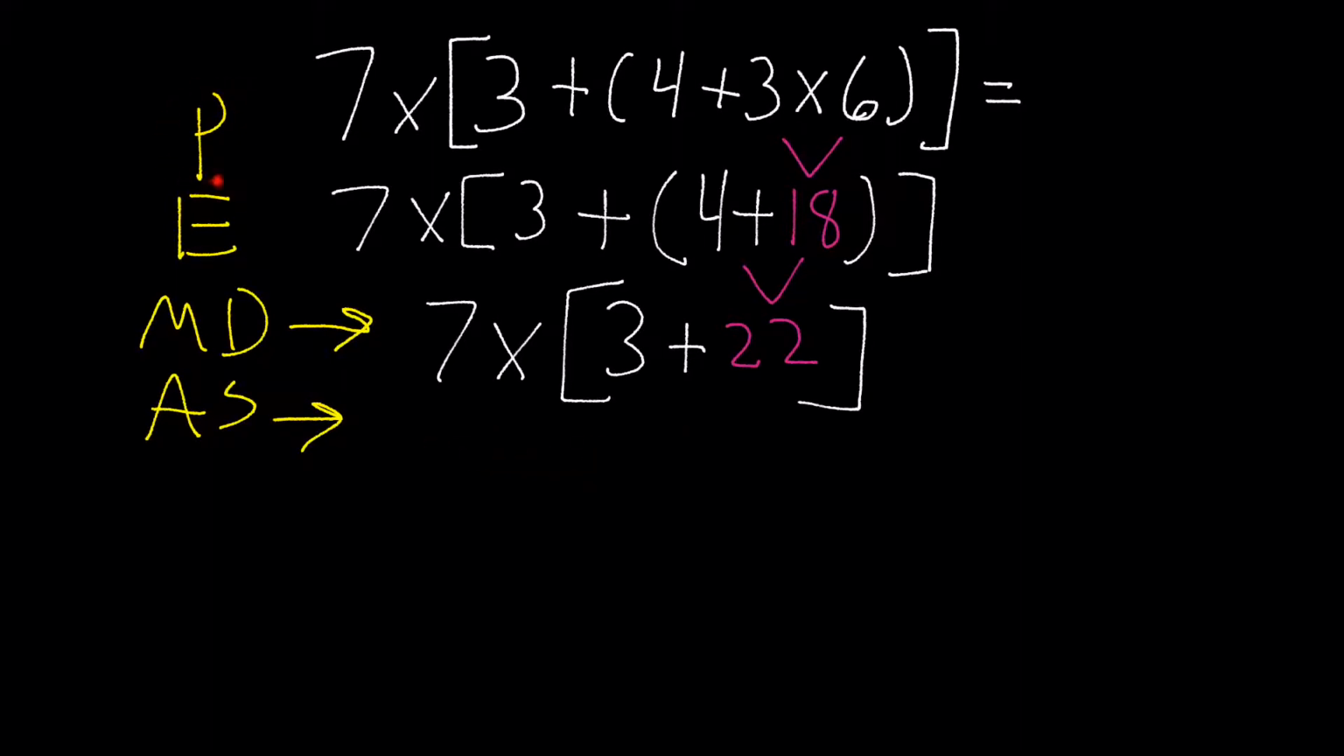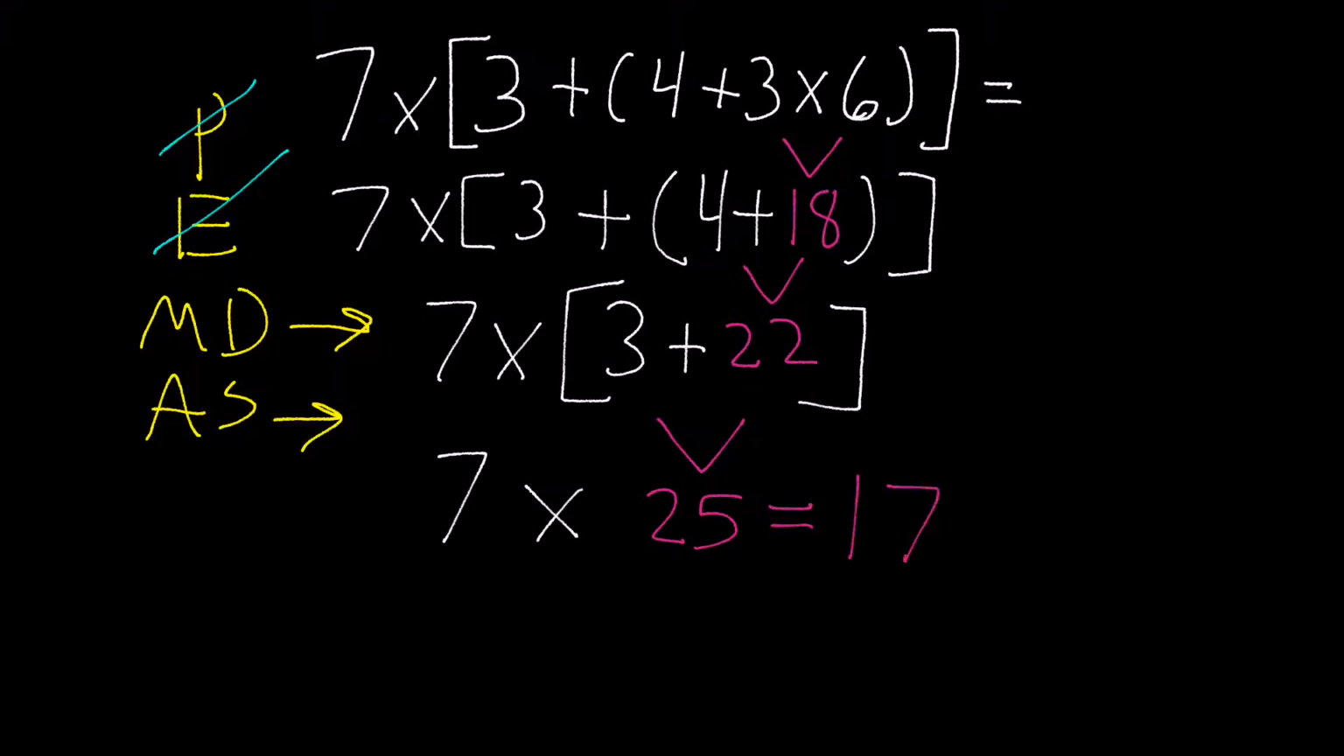Now, I'm still on this parentheses step, because I still have parentheses, so I'm going to have to add before I multiply. So we've got 3 plus 22, which is 25. Now, rewrite the last part that we haven't used. I don't have any more parentheses. I have no exponents. Now I'm down to multiplication or division. I definitely have multiplication. So, taking care of this part next, 7 times 25 is 175. And there we have our answer.